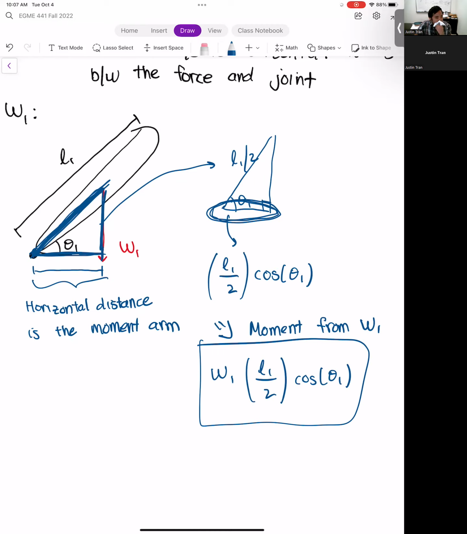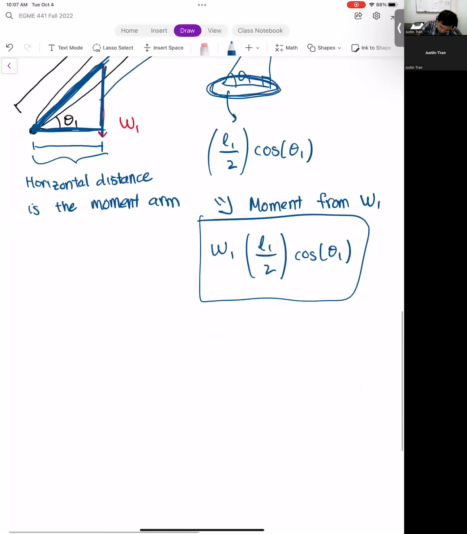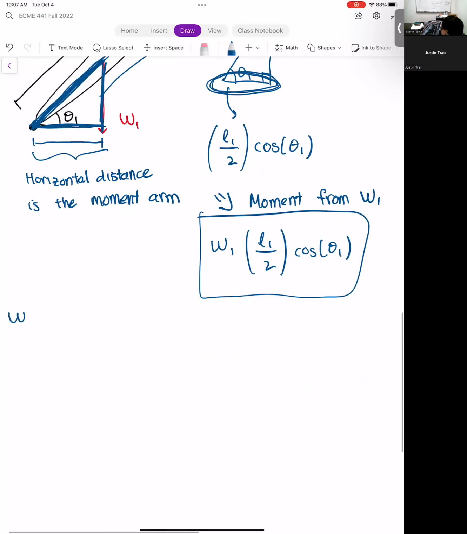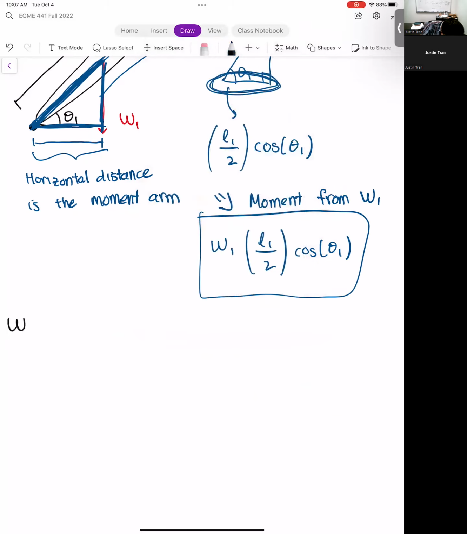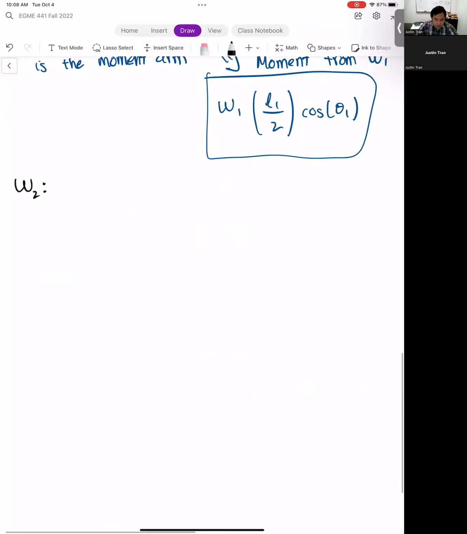Okay. Let me show this for W2, just because W2 is a little bit of a unique case. And then we'll talk about FM, and then we'll solve the problem from there. Okay. Let me switch my color back. All right, so W2. And so W2 is a little bit more unique compared to W1. Okay, so let me go ahead and draw the figure for it.